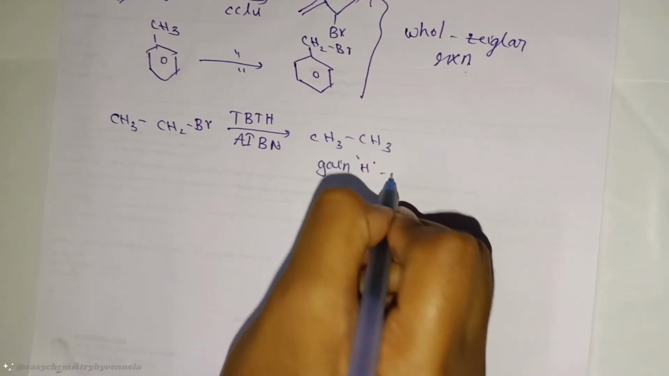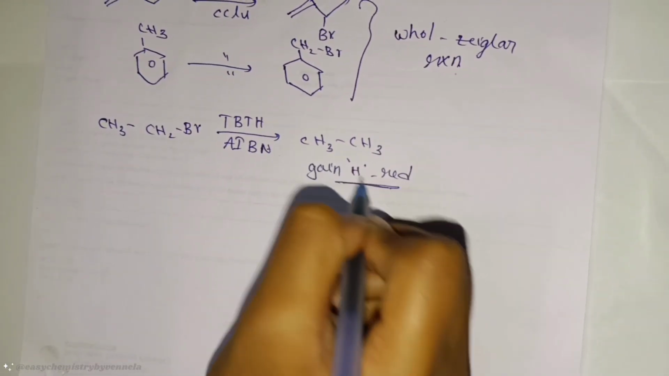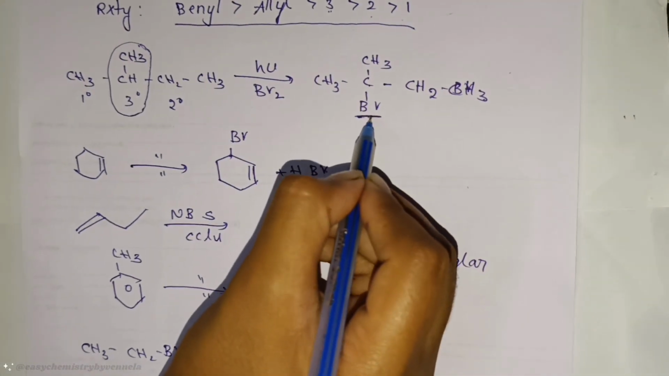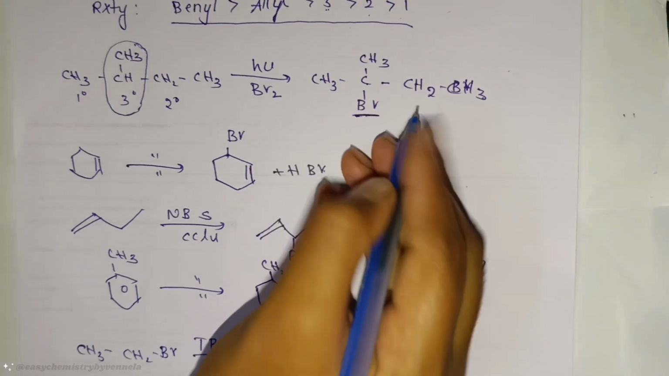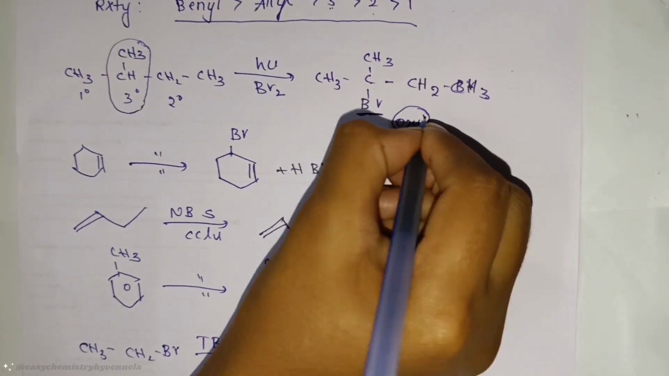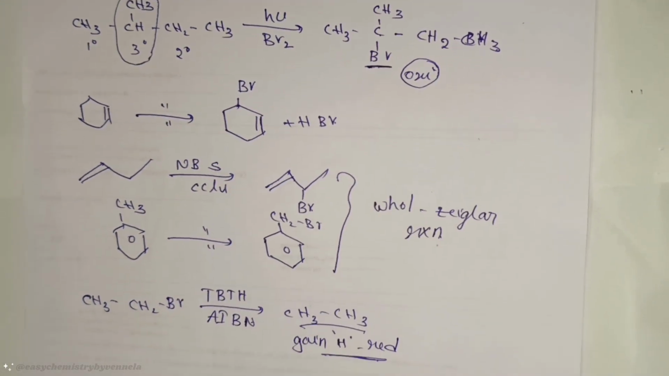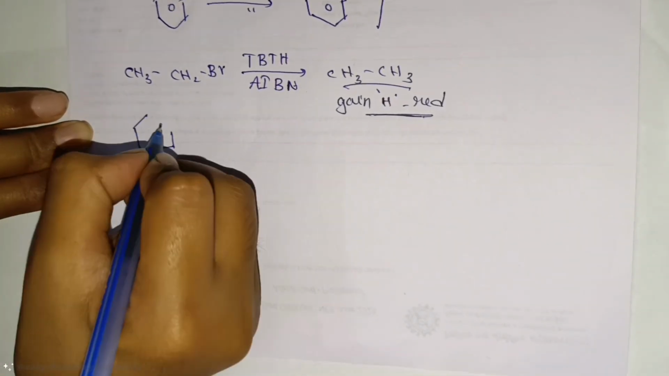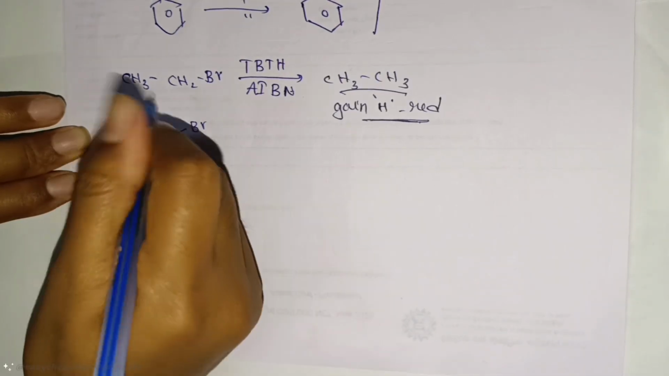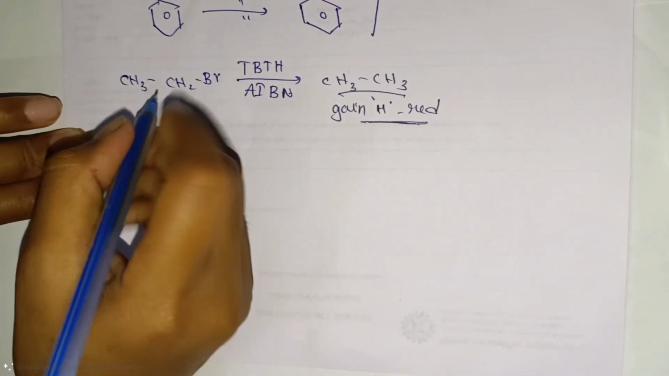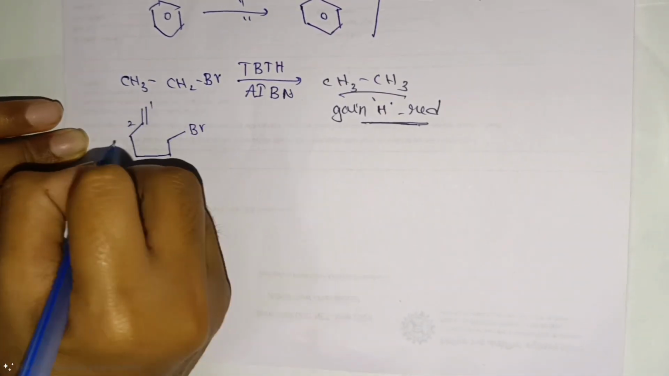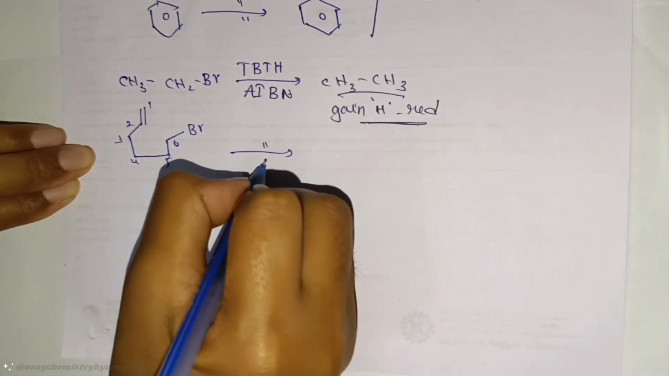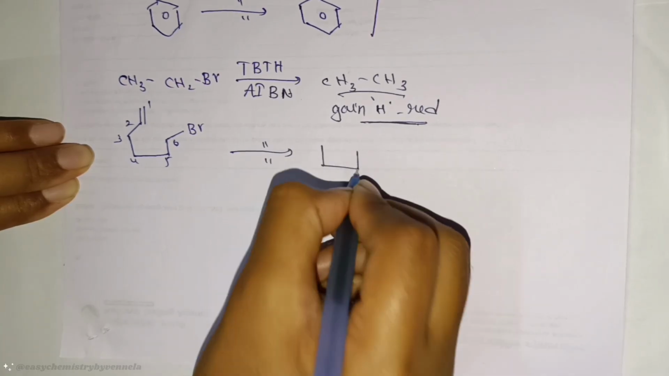Gain of hydrogen means reduction. But here loss of hydrogen takes place. Loss of hydrogen means it is oxidation. This is 6-halo alkene. 1, 2, 3, 4, 5, 6. In presence of the same reagent, it forms like this.